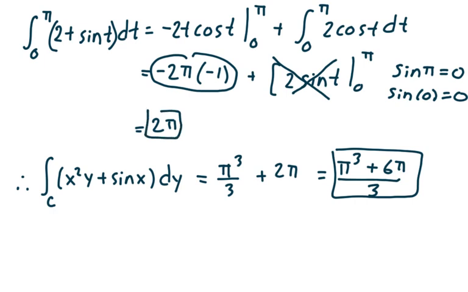And so the integral over c of x squared y plus sine of x dy is pi to the third over 3 plus 2 pi. And if I get a common denominator, I get pi to the third plus 6 pi over 3. And that's example 2.